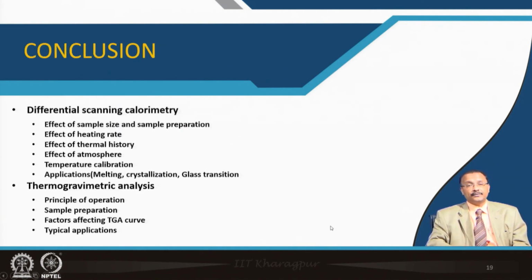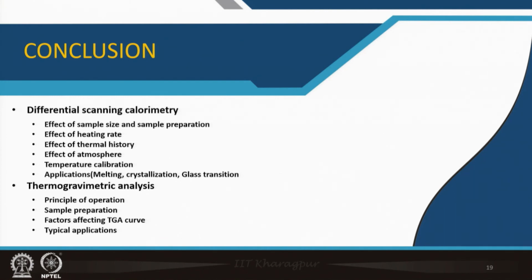So, in this lecture we have mainly focused on differential scanning calorimetry, talked about the effect of sample size and sample preparation, effect of heating rate, thermal history, effect of atmosphere, temperature calibration, and finally, what the stages are and how DSC can be used as a material characterization tool. Next, we took thermogravimetric analysis. First, we identified the principle of operation, then sample preparation, factors affecting the thermogravimetric curve, and then we cited some typical applications.